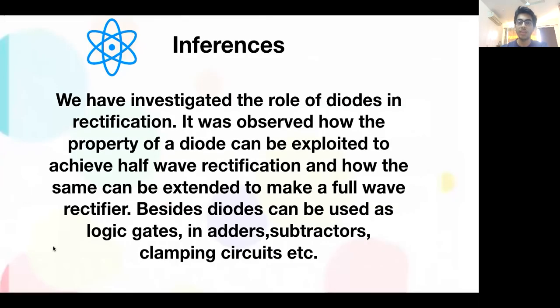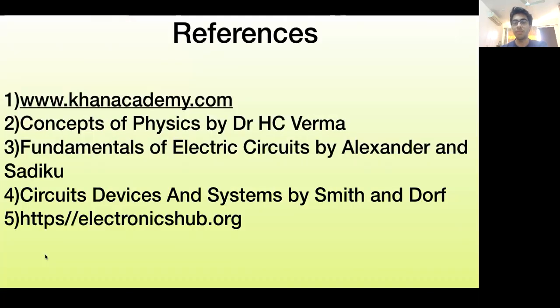We have investigated the role of diodes in rectification. It was observed how the property of the diode to allow current in only one direction can be used to achieve half wave rectification, and this idea we extended to full wave rectification also. Besides this, diodes can be used in logic gates, adders, subtractors, clamping circuits, etc. There are numerous applications. These are the references for this project.